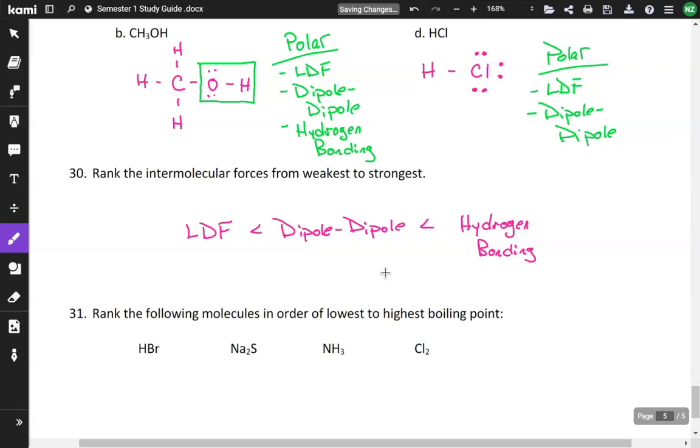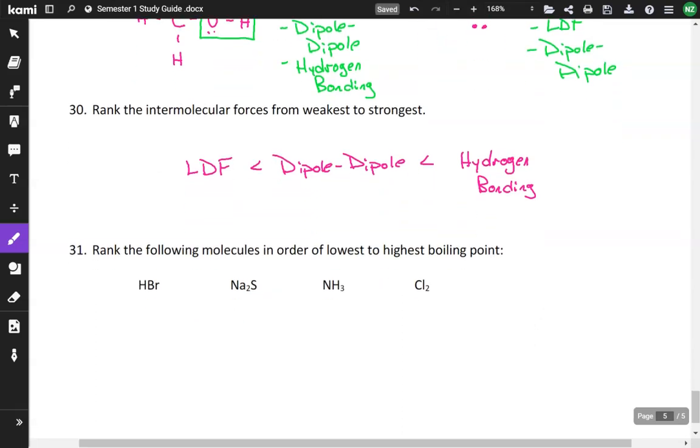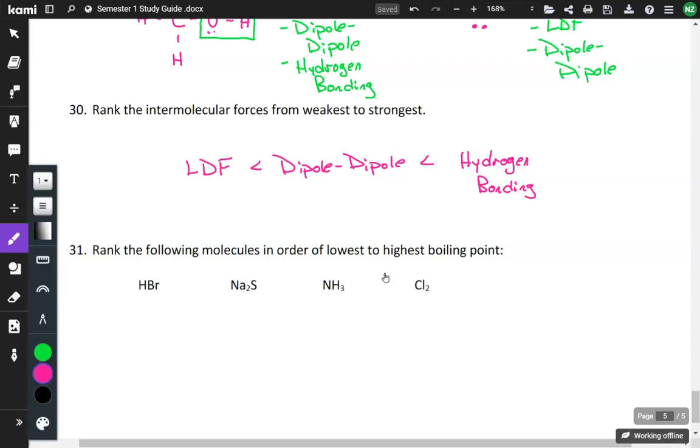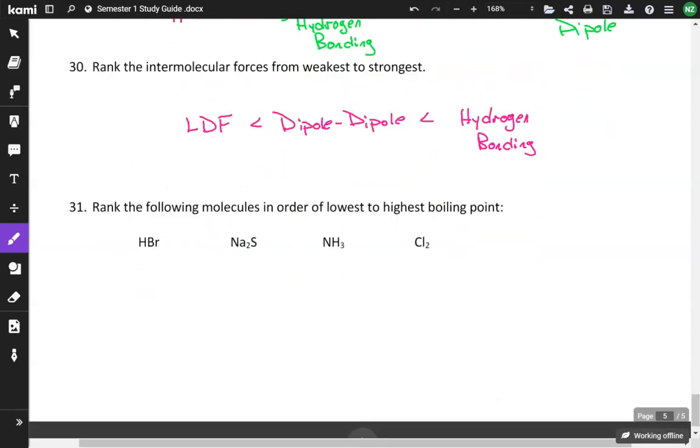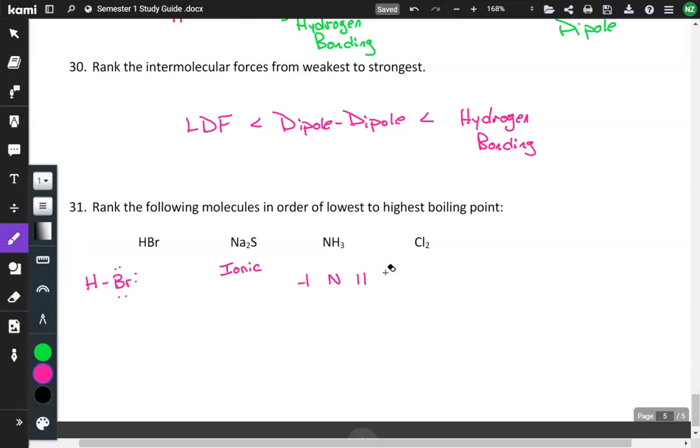Okay, of course, they give us completely different elements here. So let's see. Let me just draw these out really quick. So we have HBr. That looks like this. Na2S is ionic. You have a metal and a non-metal. That is going to be the highest boiling point, most likely. Ionics usually have higher melting and boiling points than everything else. Okay, NH3 looks like that. And then Cl2 looks like this.